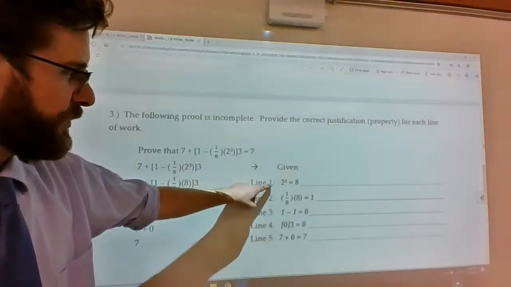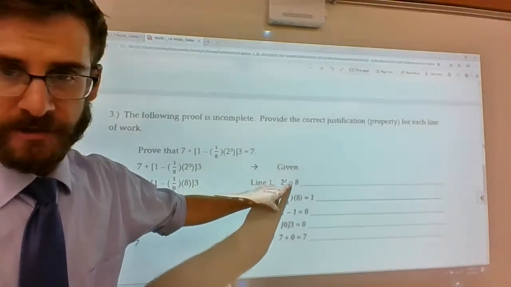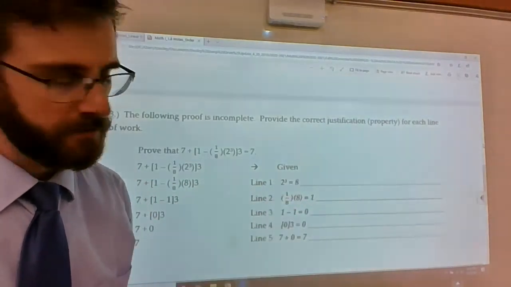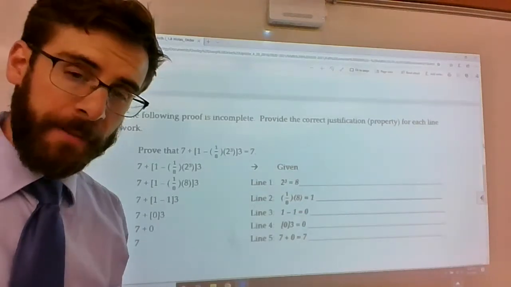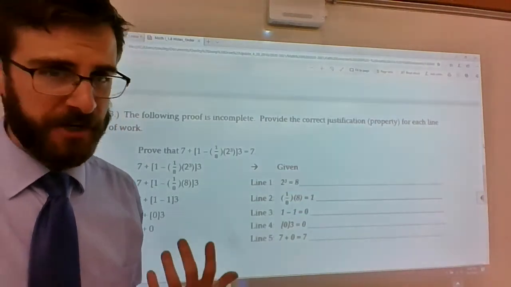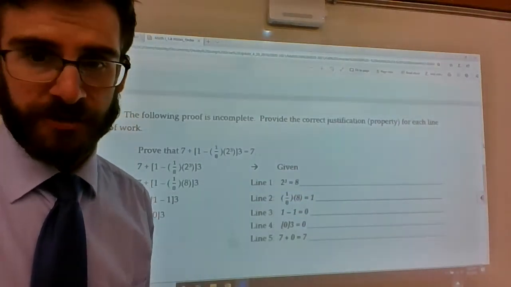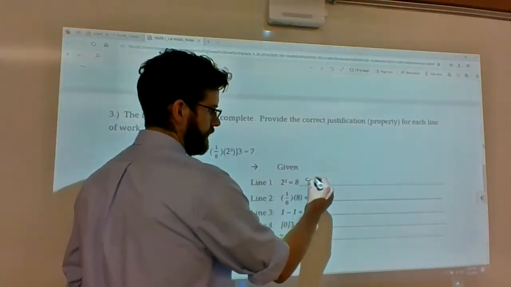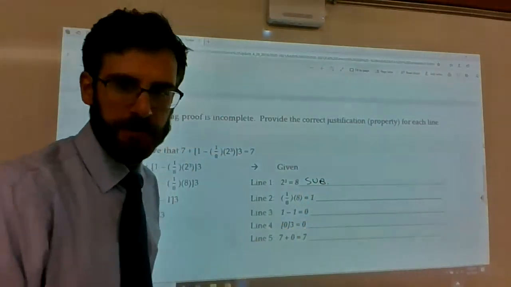So the first thing they did was they took 2 to the third power and called it 2 times 2 times 2, which was 8. The property that backs it up doesn't have any special thing with multiplication or with addition or subtraction. So you would just say, that's the substitution property.